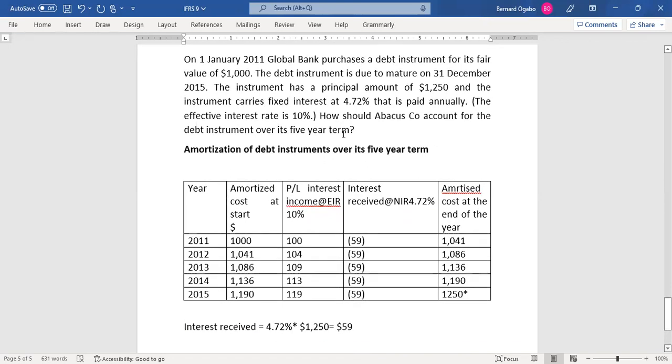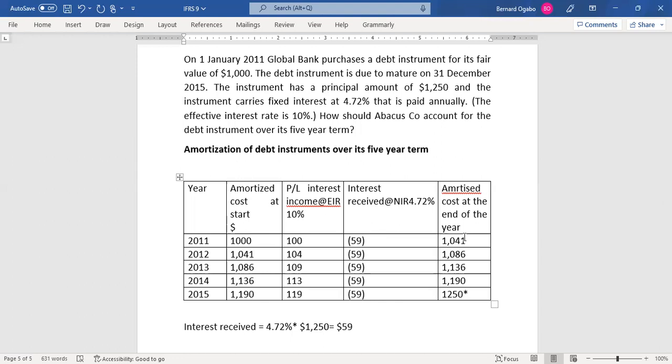What I do is that I have two amounts, the fair value and the principal amount. The first amount that I bring forward at the beginning of the year is the fair value of the instrument, which is 1,000. Then I add the interest at the effective interest rate to the fair value and subtract the interest at the nominal interest rate from the addition of these two to give me the closing amount at the end of year one, and I continue the process until I hit the last year.